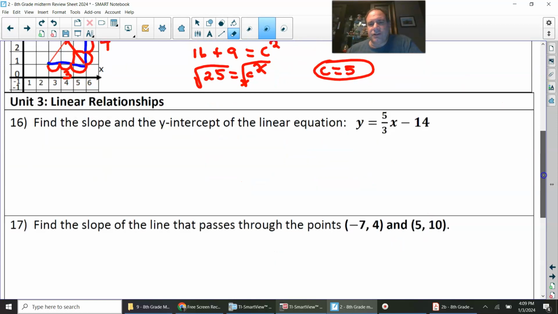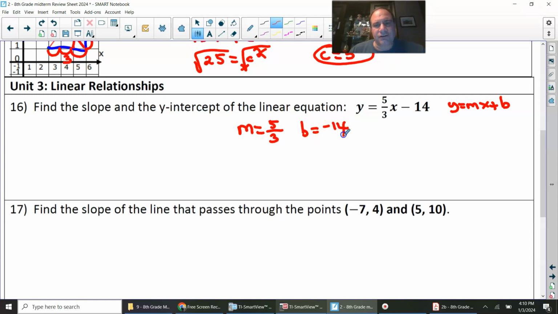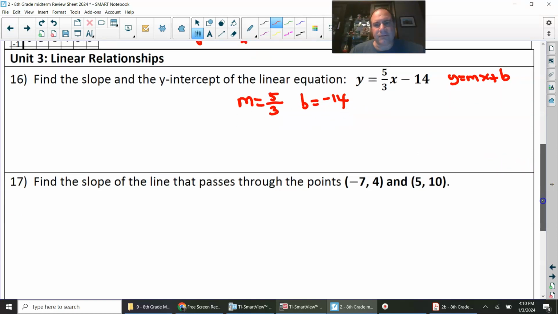All right, so here is Unit 3. Unit 3 is just slope and y-intercept. We've been through this a lot. As far as this goes, y equals mx plus b is the format that you need everything in. So the m for this one, what is the slope? It is 5/3. It is the number next to x. The b is -14. And then you answered your question. You're done with that question.